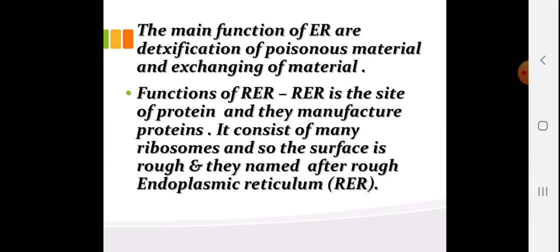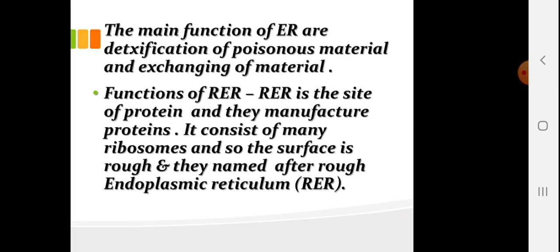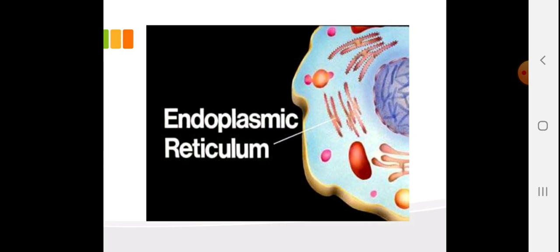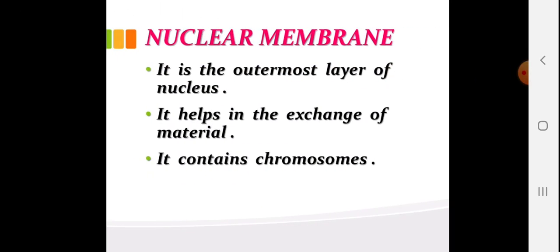The main function of ER is detoxification of poisonous material and exchange of materials between the cytoplasm and the nucleus. The function of RER is as the site of protein manufacture. It consists of many ribosomes, so the surface is rough and it is named rough endoplasmic reticulum. Now you can see in the image how the endoplasmic reticulum looks.